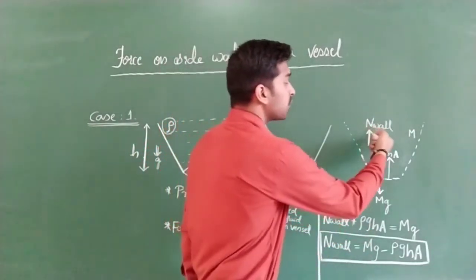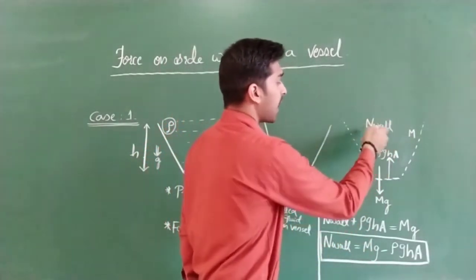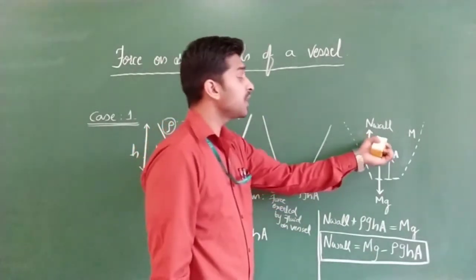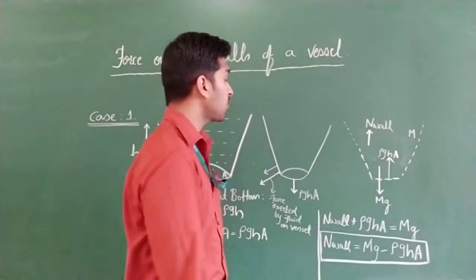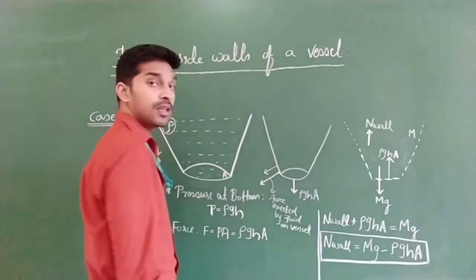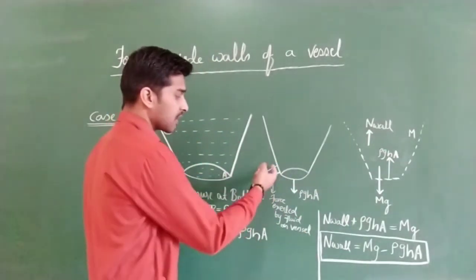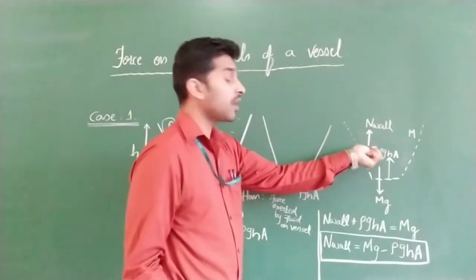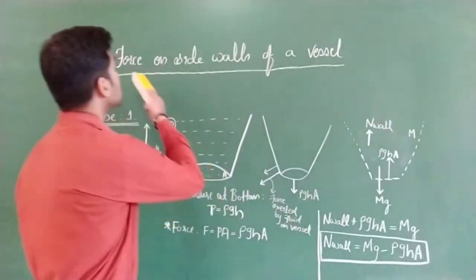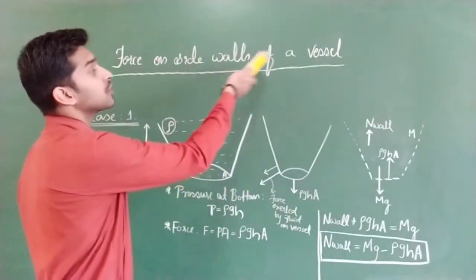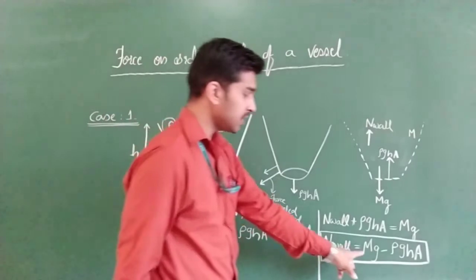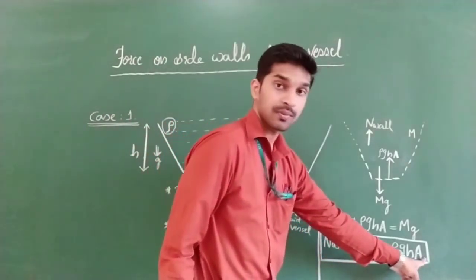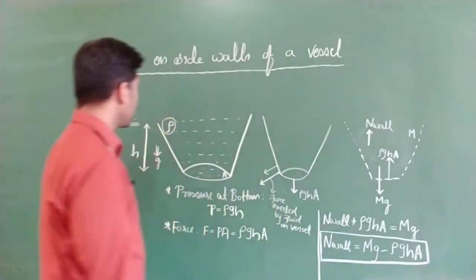And this force has been applied due to the walls of this vessel. That means the liquid will also apply the same amount of force on this vessel, clear? That is nothing but these arrows. So that's why the force exerted by the liquid on the side walls of the vessel is nothing but the weight of that complete liquid minus rho g h into A. Clear? Are you all following?